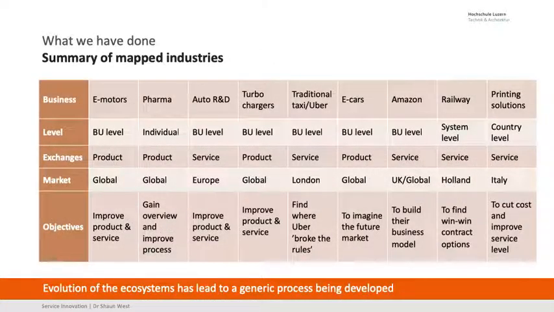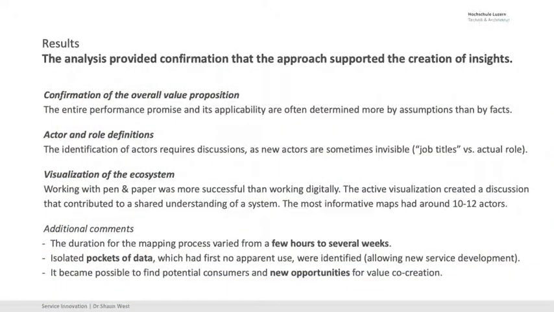Okay, so we've looked at a bunch of use cases. It works. We need to identify the roles of the actors. It's not job titles, it's actually what they do. Then we have to map them out and link them together. And I think the most informative maps have 10 to 12 actors. Less than that, not enough, too many, you can't see anything.